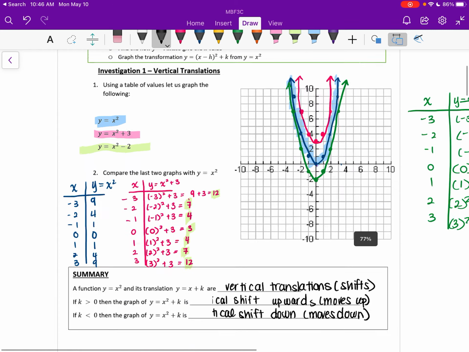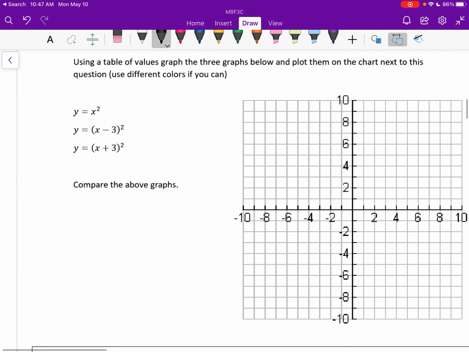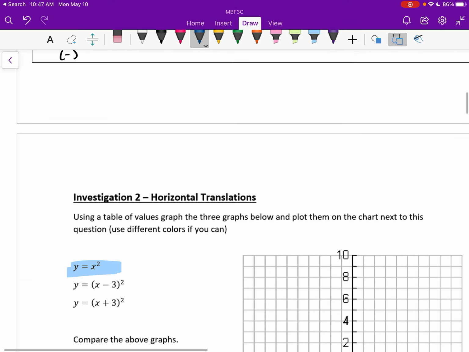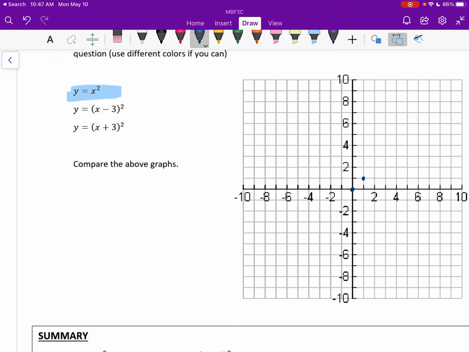Alrighty. So that was our first investigation. Now we're just going to move on. This is investigation number 2, which is horizontal translations. Right, so I'm going to do the same thing. I'm going to label our base function as the blue. So I'm just going to go in and sketch it. I already have the numbers. They're already here. So I'm just going to use those numbers because I don't feel like doing the math all over again. 2 goes up to 4.